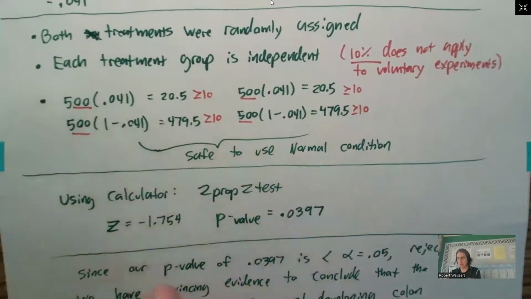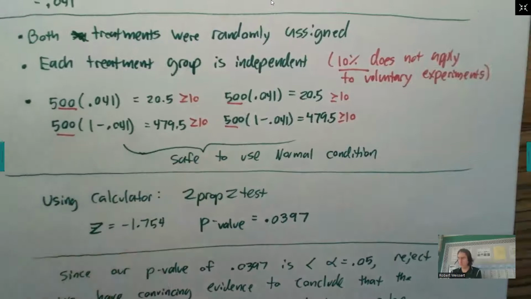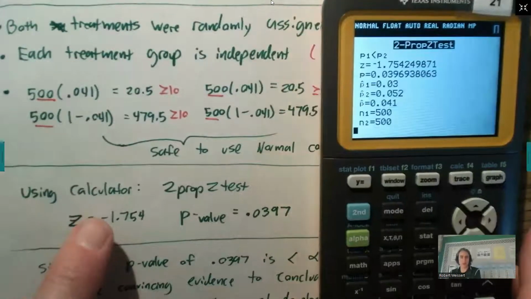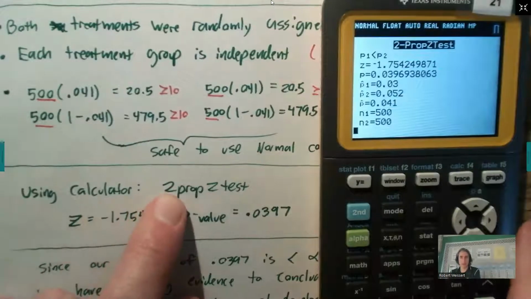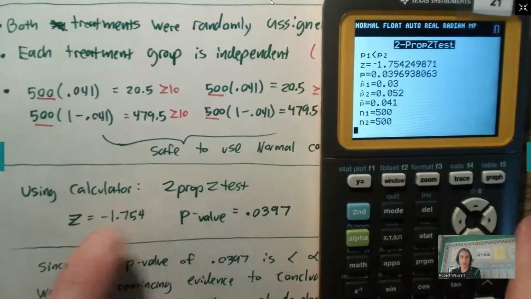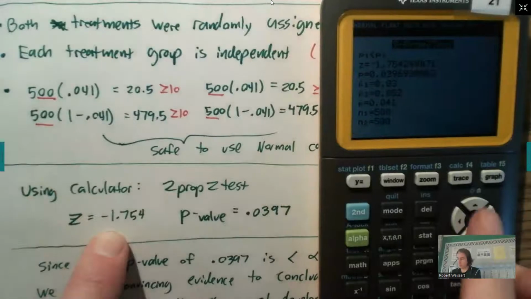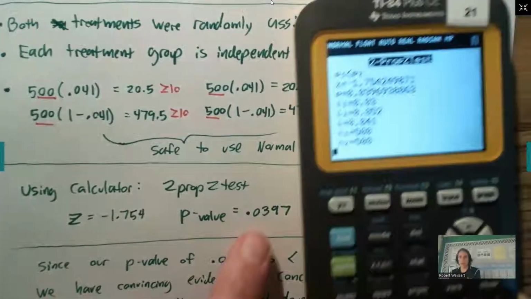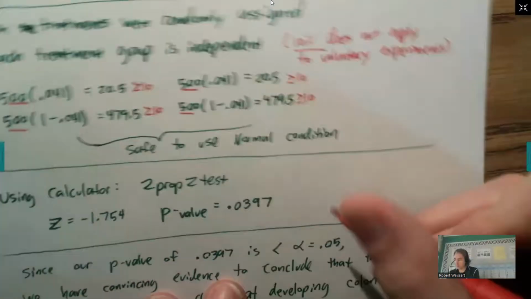Now, I didn't get into all the work here because frankly, it's not really necessary. So what I'm going to do is list that I stated the two proportion z-test from the calculator. I'm going to write down my z, that's the important part. And I'm going to write down the p-value, 0.0397. And I'm going to add a curve on here.